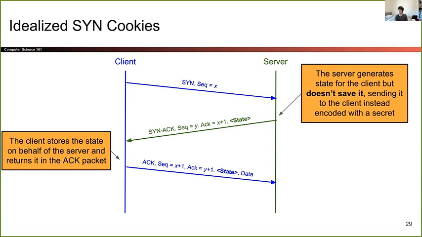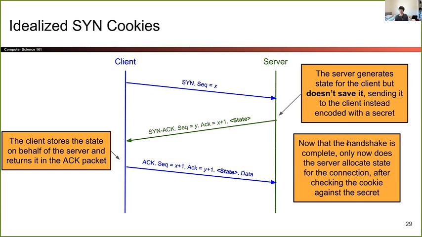That's pretty clever. Now we don't have to store any state because the client's going to store it for us. But yeah, the handshake's complete. So now that the handshake is complete, we do have to store the data coming from the client. So now we'll store this state directly, but only after we've completed the handshake.